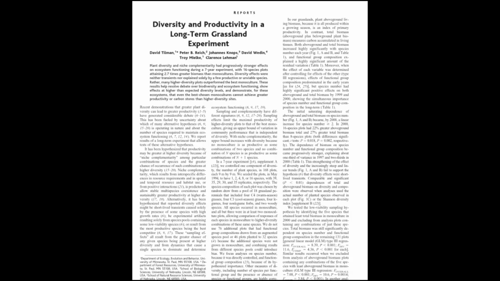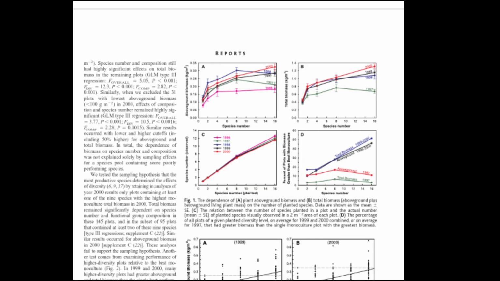What did he find? Plots with more species showed less year-to-year variation in biomass and higher productivity. Increased species diversity makes the ecosystem work better, and the conclusion was that species richness contributes to stability and productivity. So why is biodiversity important for humans?